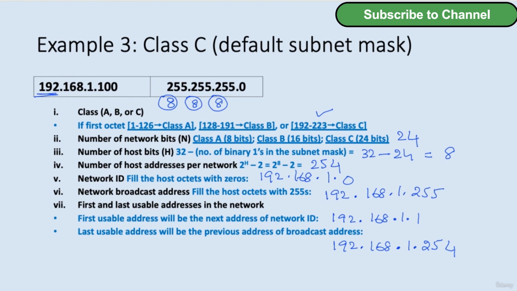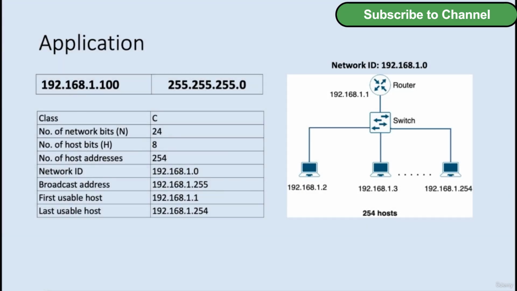I will repeat at this stage, these are not subnetting problems because the mask is default. We can create subnets if a non-default mask is present. This table shows the results we calculated on the previous slide. Here we will see what is the meaning of these values in a real network.